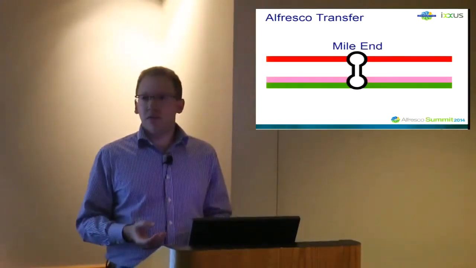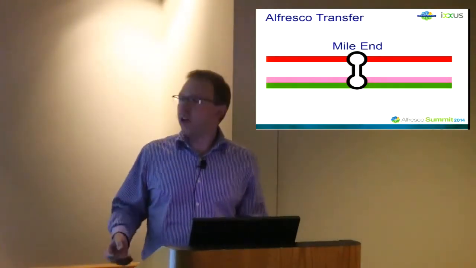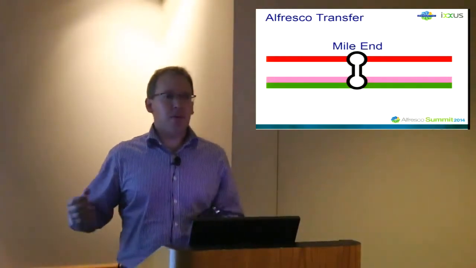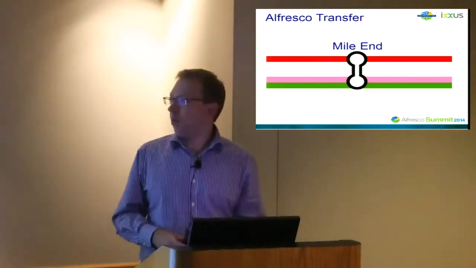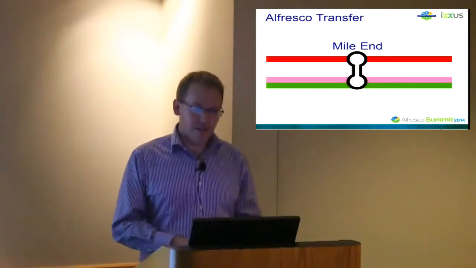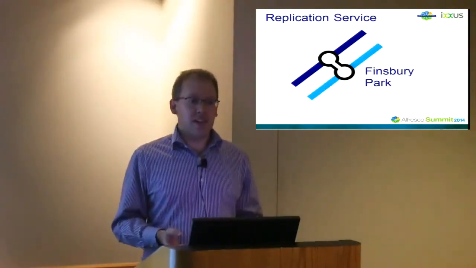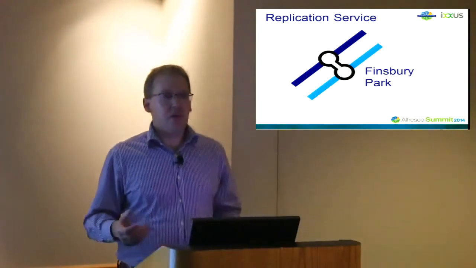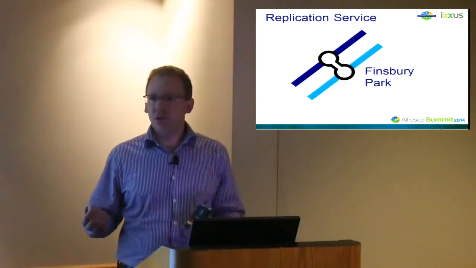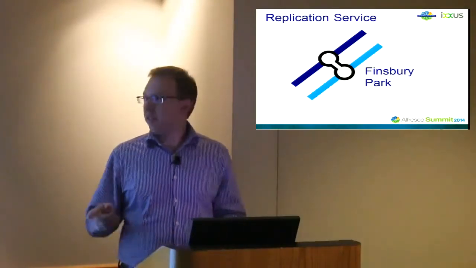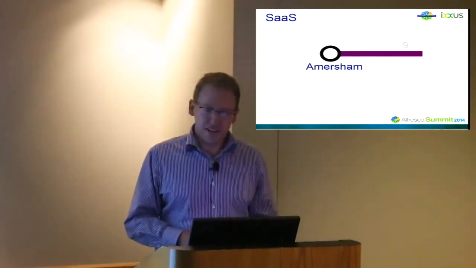But also with the transfer subsystem, you can push it out to another Alfresco repository. So Mile End gives us an example of that because we've got one set of tube lines and you can transfer to another, or back to the central line, funnily enough. And layered on top of the transfer service is the replication service. So here we've got replication of content between two different repositories at Finsbury Park. Just don't say it backwards. And that's a pun for the Londoners in the room.